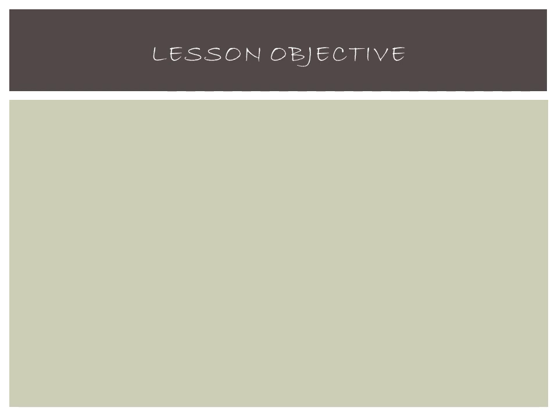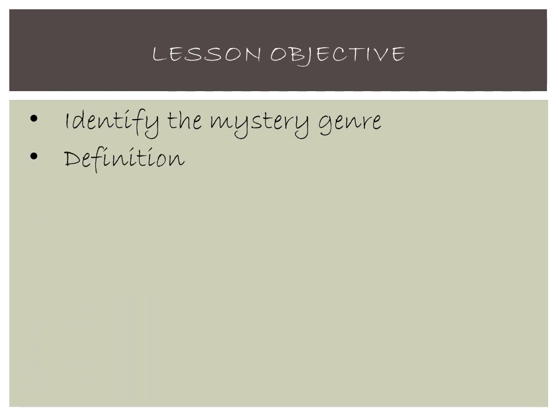So, this brings us to the lesson objective. The objective of the lesson: by the end of the lesson, you would have identified the mystery genre. You would have come to know the definition of mystery, the elements in mystery writing, and some of its characteristics.